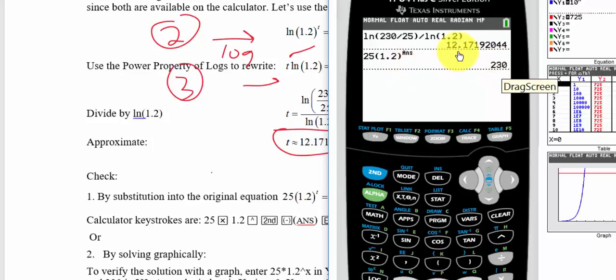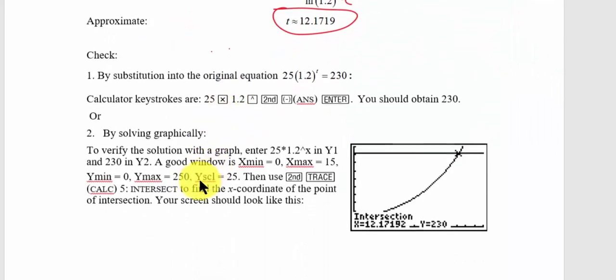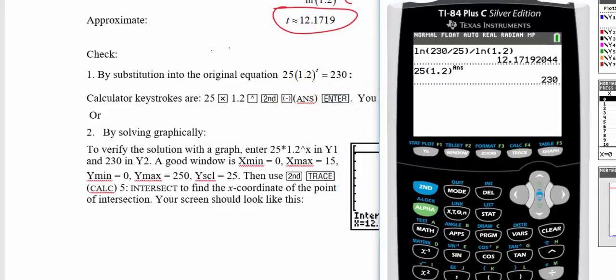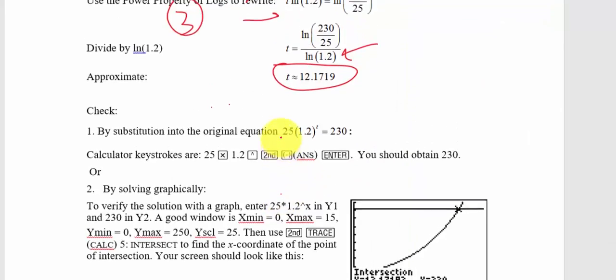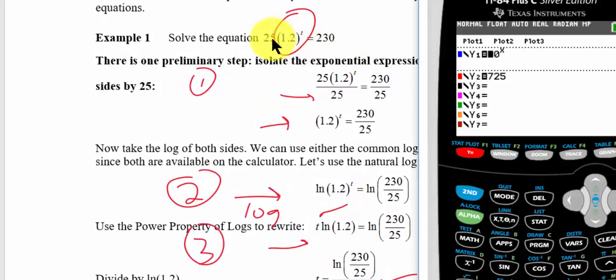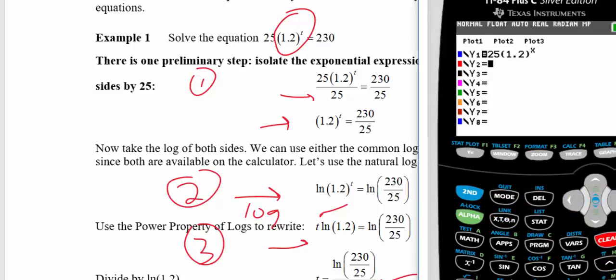See, if you were to round, right, let's say you put in 12.1719, you wouldn't get the answer 230 exactly. It might be off by a point or two. All right, and then of course, graphically, we could graph both sides of the equation. I'll do that quickly. So if I press y equals, remember our original equation was 25 times 1.2 raised to the t. So I'll type it exactly the way you see it. 25 times 1.2 raised to the x, and then y2 would be the 230.